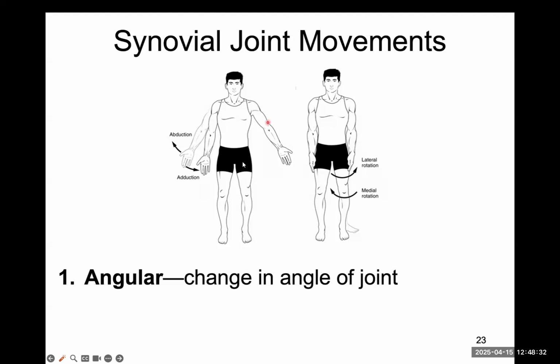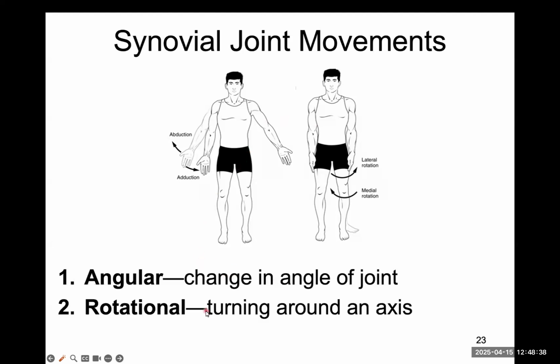So there are two kinds of actions we're going to start with. There's angular, that's a change in angle of a joint. And there's rotational, that's turning around an axis. The word angular refers to the angle. So you have an angle that's like 90 degrees. You might have an angle that's maybe 120 degrees. It can be either more acute or obtuse, but basically it's an angle.